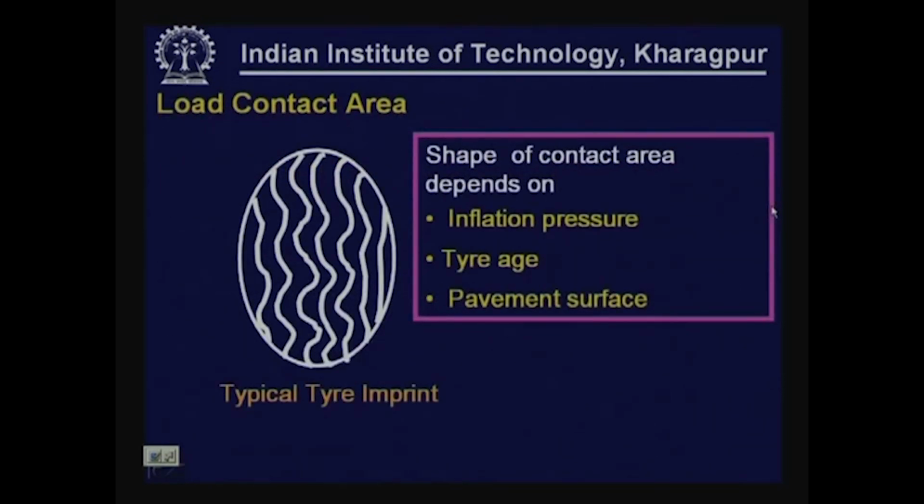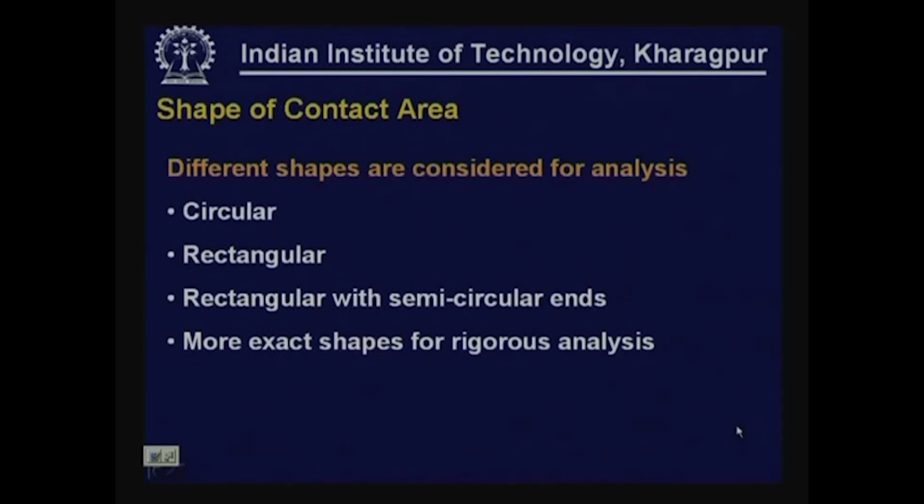As you can see in the diagram on the left hand side, there are gaps between the treads. So, this is not a fully contacted area, but normally we consider complete contact, and the general shapes that we consider are circular, rectangular, and rectangular with semicircular ends. If you want more rigorous analysis, more exact shapes can be considered.